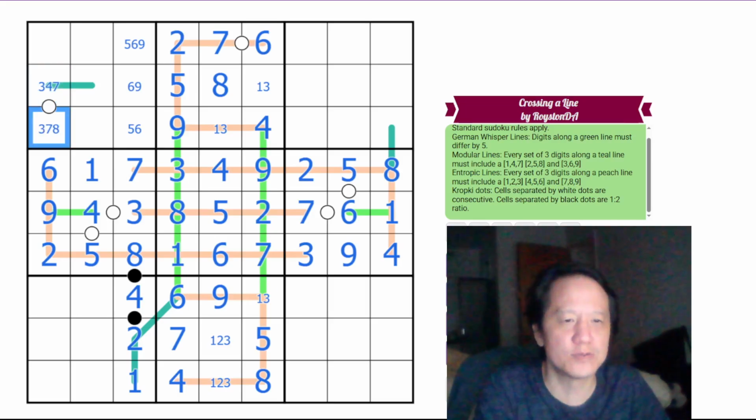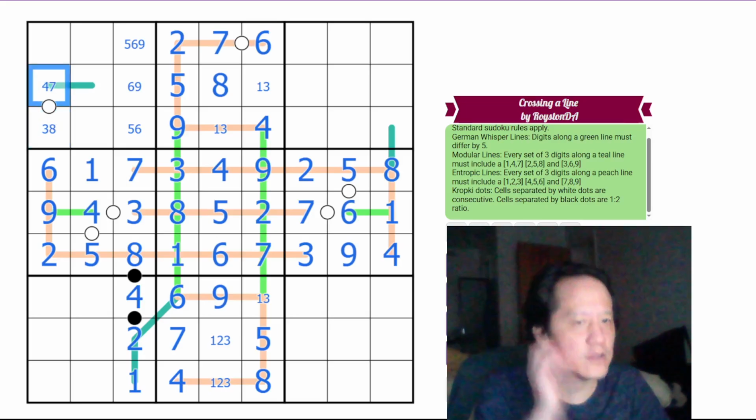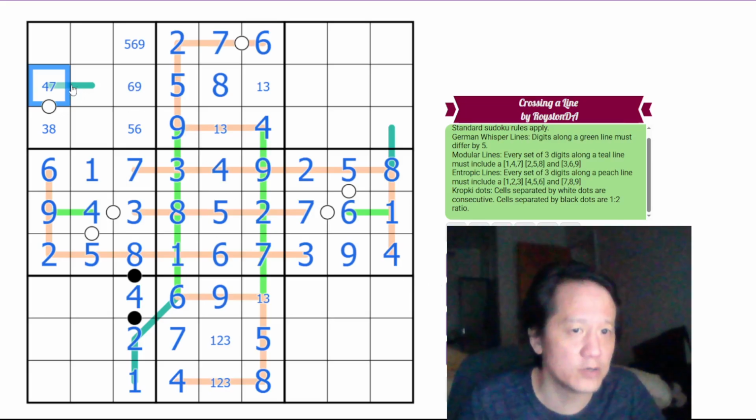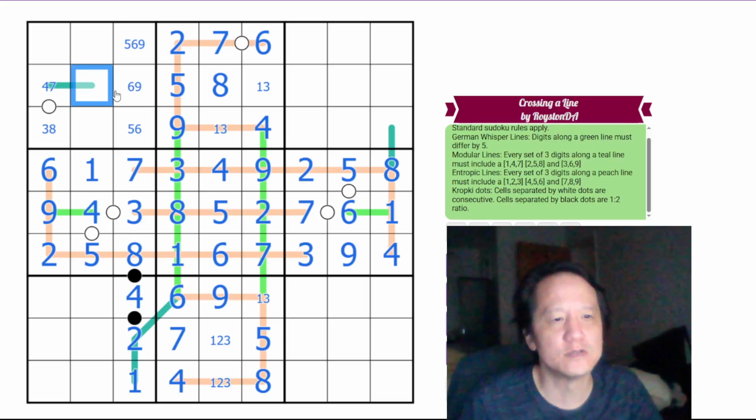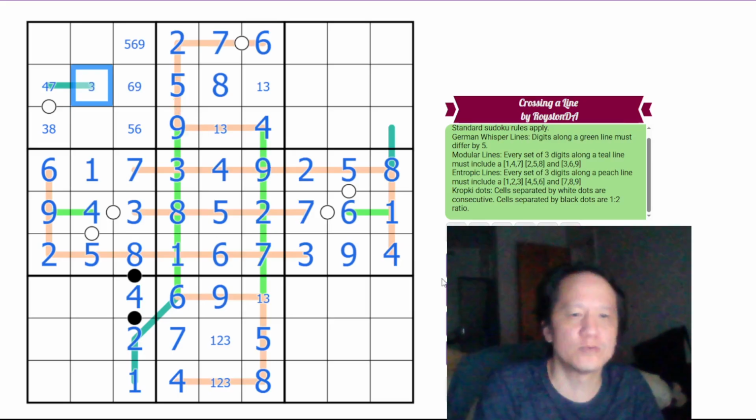So this is either 3, 4, or it's 7, 8. Either way, this is 1 modulo 3, so this can't be 1 modulo 3. It's either 0 modulo 3, in which case it's a 3, or it's 2 modulo 3, in which case it's a 2. So this is 2 or 3.